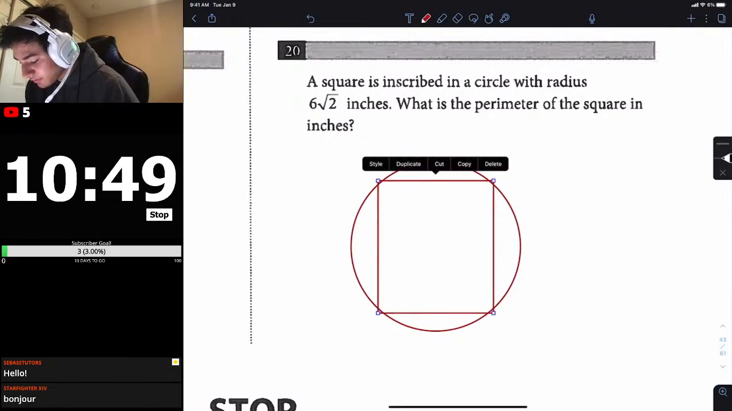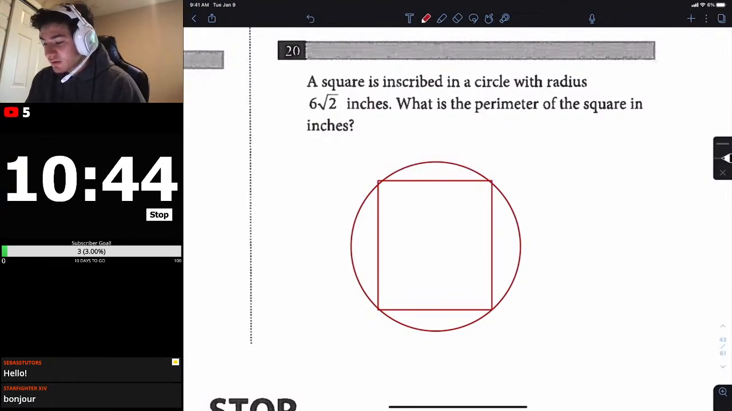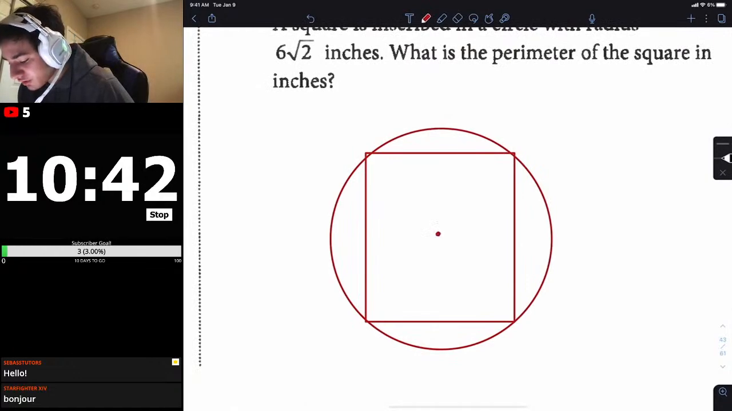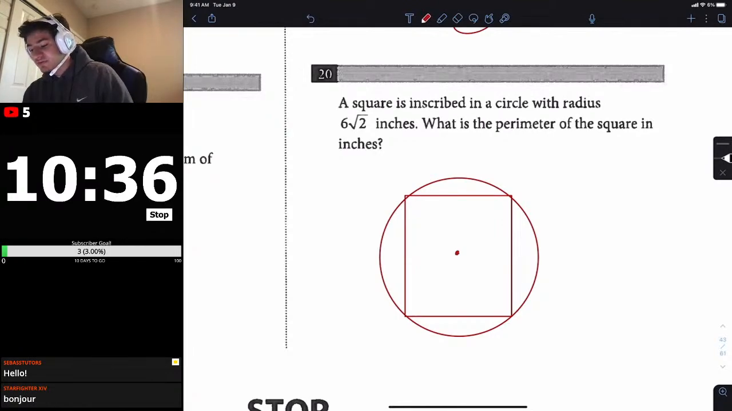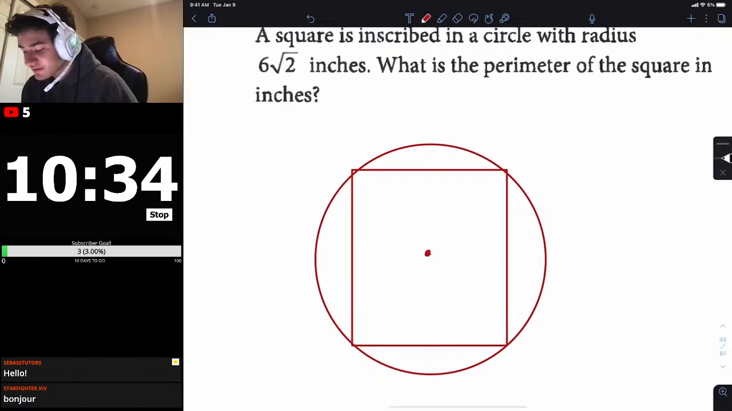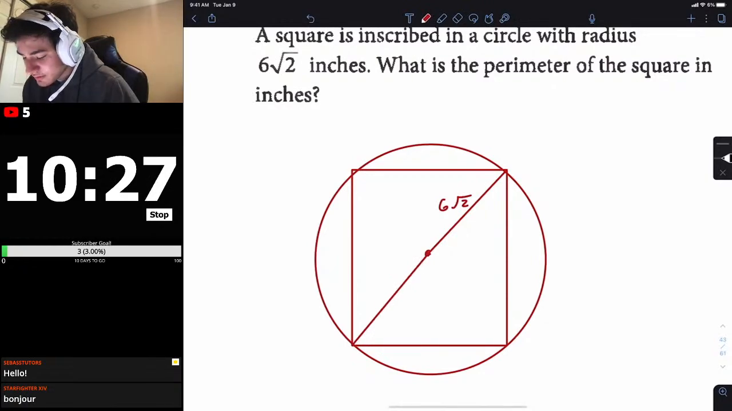It's not going to be perfect, but it'll be good enough for our purpose. So I'm going to mark the center of both of these with a little dot. What is a perimeter? The circle has a radius of 6 root 2. If I drew from the center of the circle out to one of its edges, that's the radius, right? And that's going to be 6 root 2. This is going to be 6 root 2 as well.